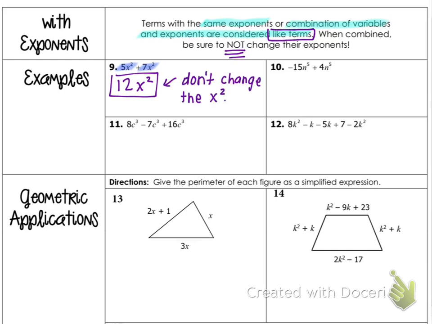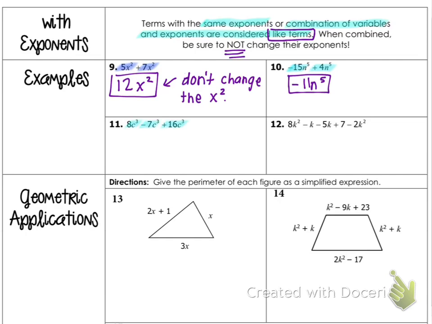Okay, here, don't change the x squared. Here we have negative 15 and a 4, and both of them have an n to the 5th. So negative 15 plus 4 is negative 11. Oh, I put negative 9. Let's change that. It's negative 11, and then n to the 5th. You always keep the n to the 5th the same. You keep that the same when you combine like terms when there's an exponent. And remember, an exponent are these things right here. That's an exponent, that 5, and that little 5 is also an exponent.